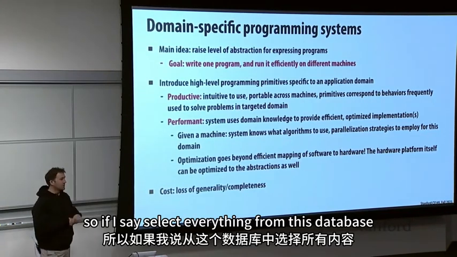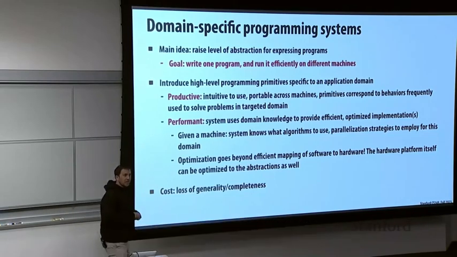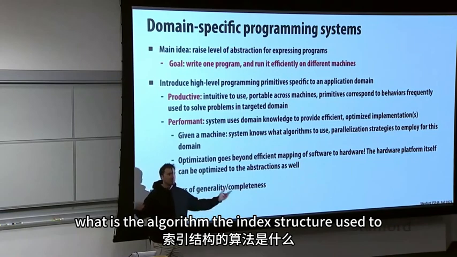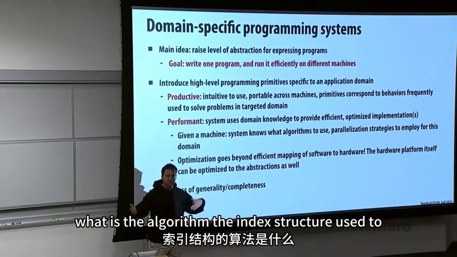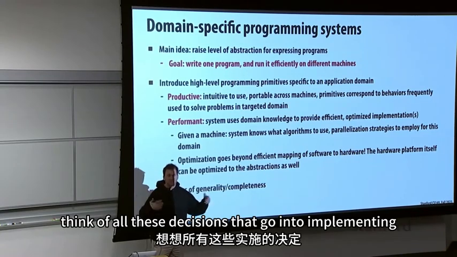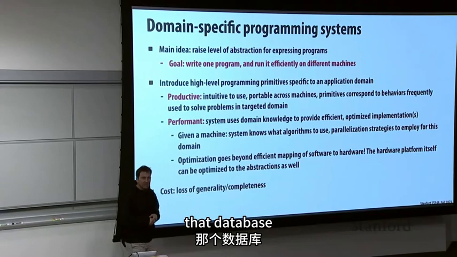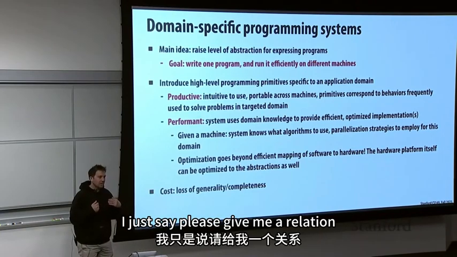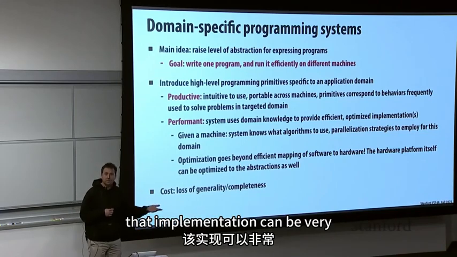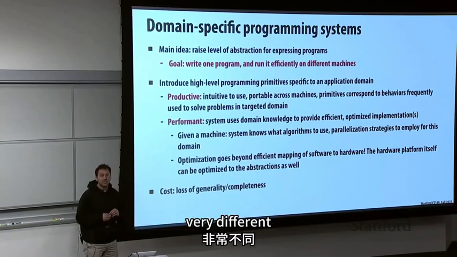So if I say select everything from this database, how is the data laid out? What is the algorithm, the index structure used? Is it a binary tree? Is it a B tree? Think of all these decisions that go into implementing that database. As the programmer, I just say, please give me a relation, give me a table that has all of the results of this filter. And on different systems, that implementation can be very, very different.